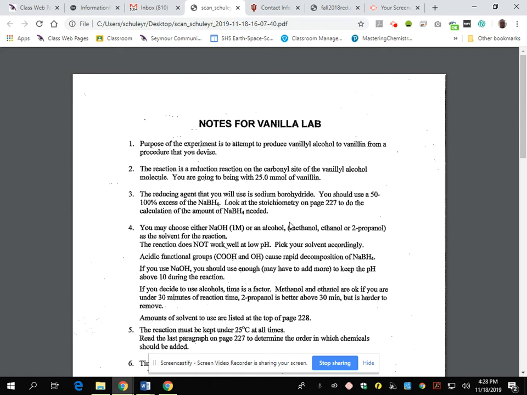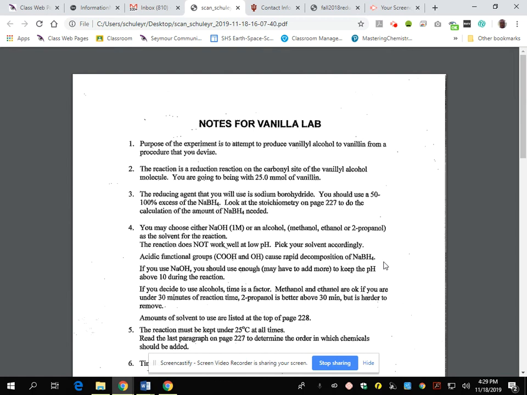Besides being the solvent, it's also going to be your initial source of hydrogen ions in the beginning, before you add the sodium borohydride. The side groups, the original OH and COOH. So you can see alcohol itself kind of gives a rapid decomposition of your reducing agent, your sodium borohydride.